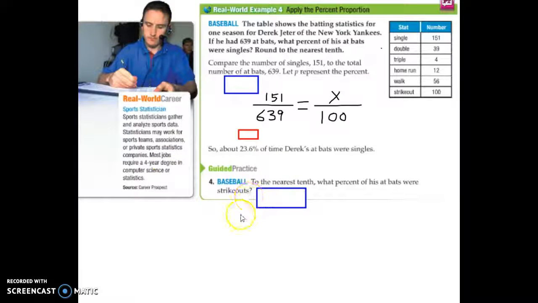All right, so there's proportions. Again, I use the is over of method, but it's really part over whole equals percent over 100. And we're going to cross multiply and divide.